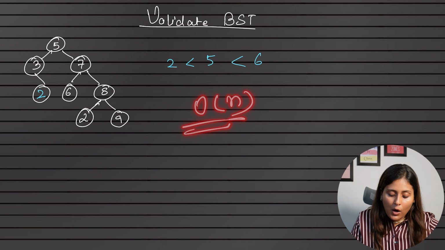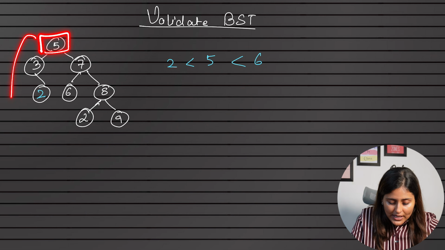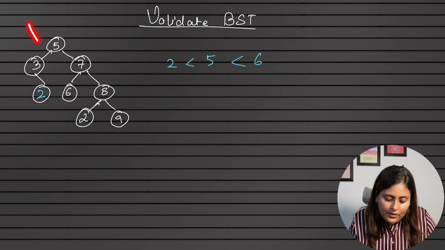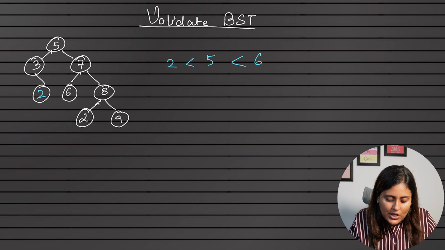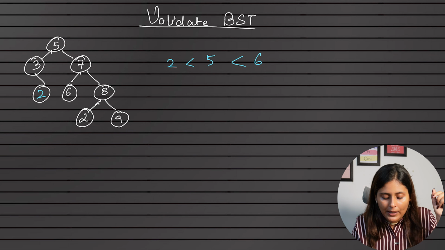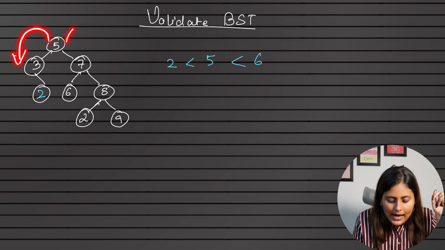Okay. So now we are at 5. So instead of checking downward, why not check from the upside? Check if till now everything is correct. So we'll check if 5 is correct. Yes, because obviously the root will be correct. Now we'll go towards the left side and right side.